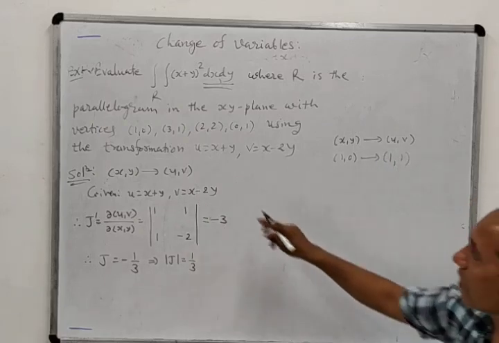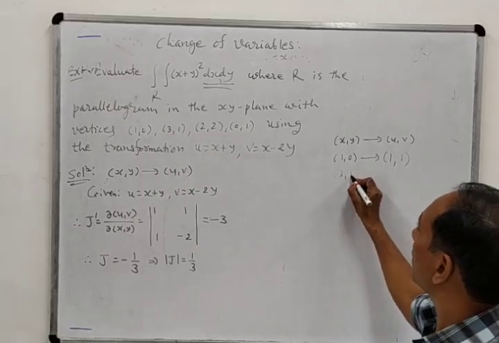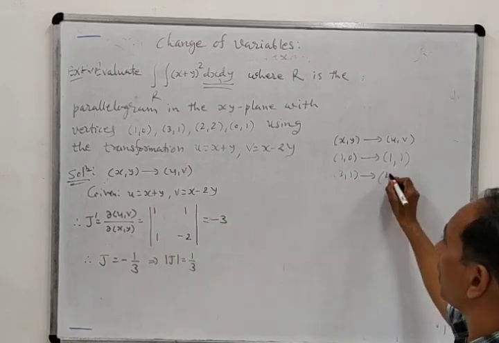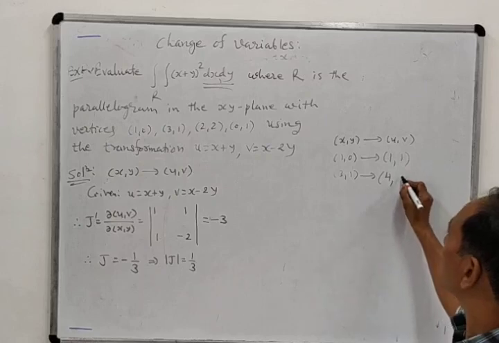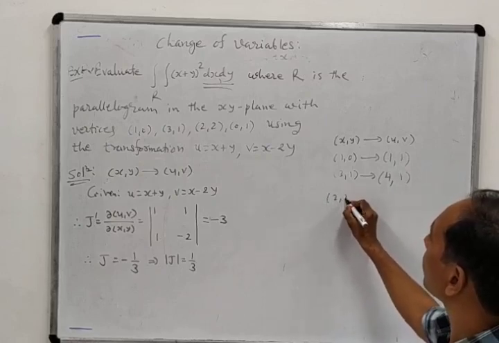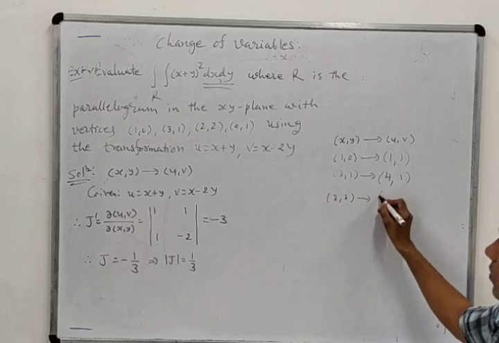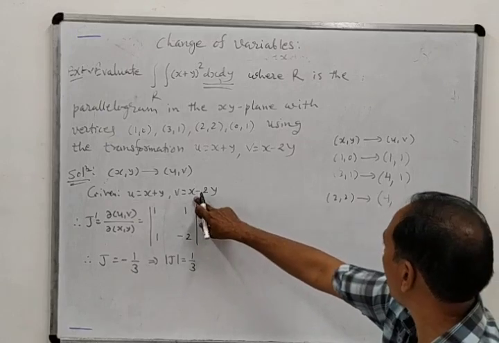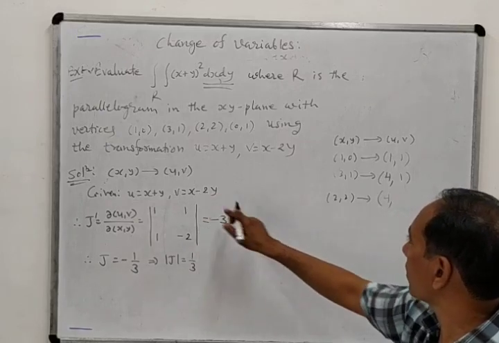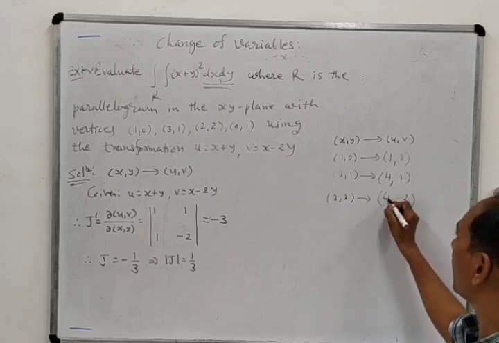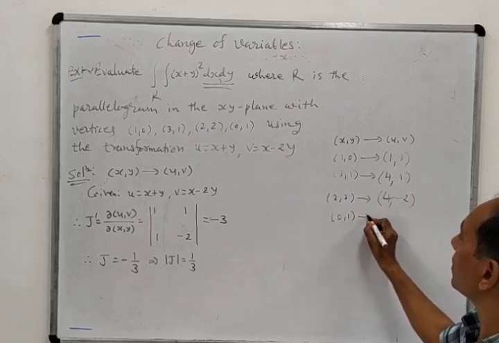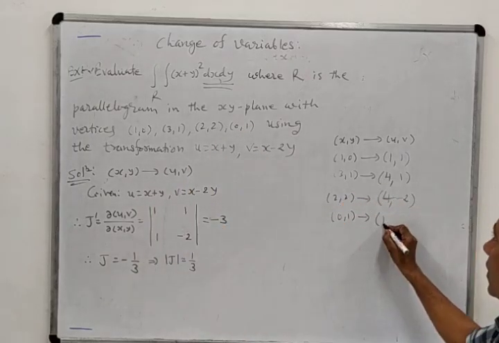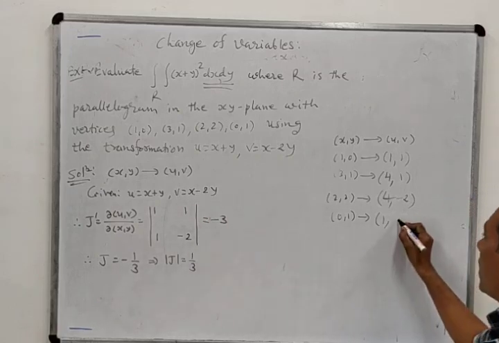Okay. Then we have another coordinate, 3 comma 1. So x equal to 3, y equal to 1. So 3 plus 1 is 4. And here 3 minus 2 is 1. Then the another coordinate is 2 comma 2. So x is 2, y is 2. So 2 plus 2 is 4. And here 2 minus 2 into 2, 4. So 2 minus 4 means minus 2. Okay. Then the another coordinate is 0 comma 1. So x is 0, y is 1. So 0 plus 1, that means 1. And 0 minus 2 into 1, so minus 2.